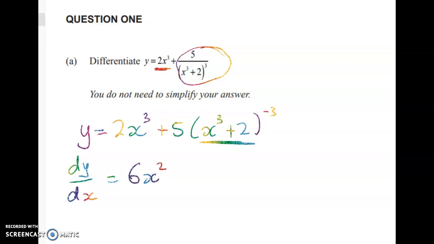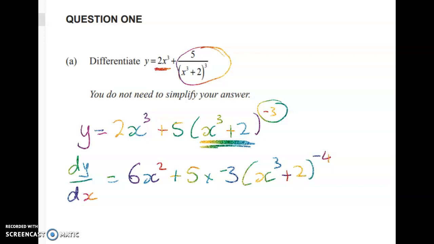And the same thing here, except I need to use the chain rule on this bit. So I'm going to bring down this power and multiply it by 5. So it's going to be 5 times negative 3, and then it will be times x cubed plus 2 to the power of negative 4. But I have to find the derivative of the inside function, which gives me 3x squared.